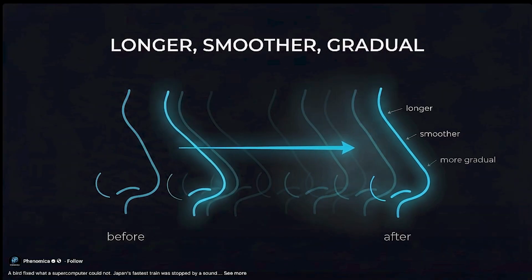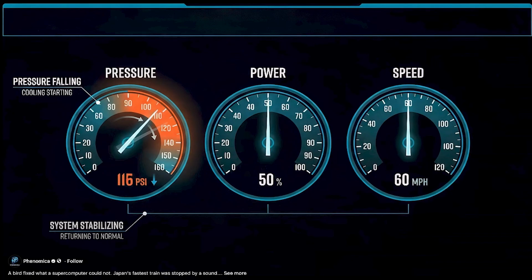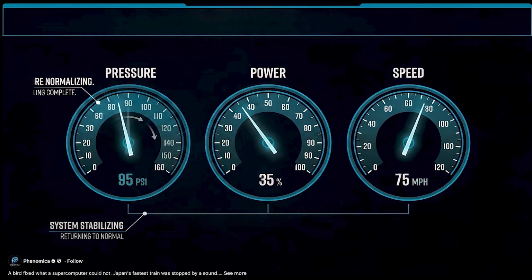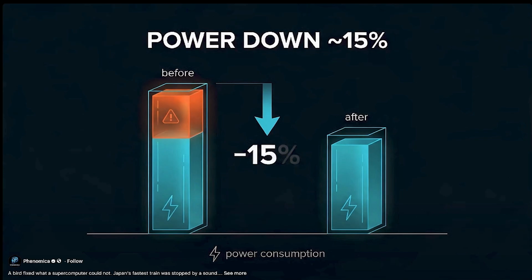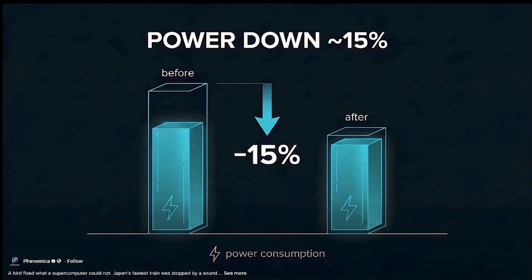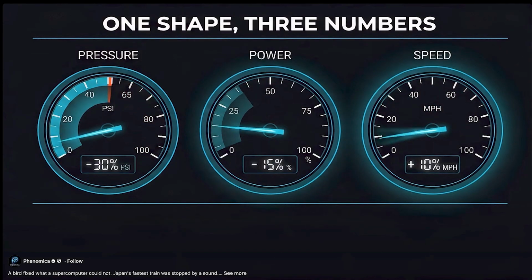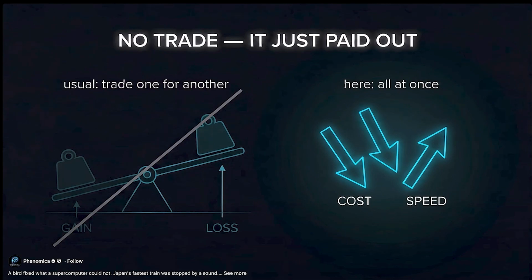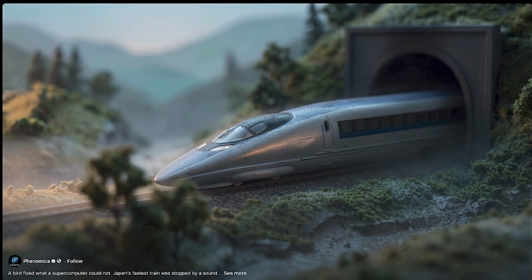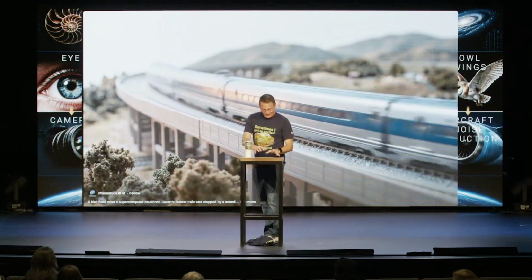And when they finally built the nose that way, the results read almost like a typo. By Nakatsu's own account, the redesigned 500 series cut the pressure wave by about 30%, drew roughly 15% less electricity, and ran about 10% faster than the train before it. One shape, quieter, cheaper, and faster, all at once. So how do you beat a problem that grows with every kilometer of speed? You stop fighting the air and you learn to part it.